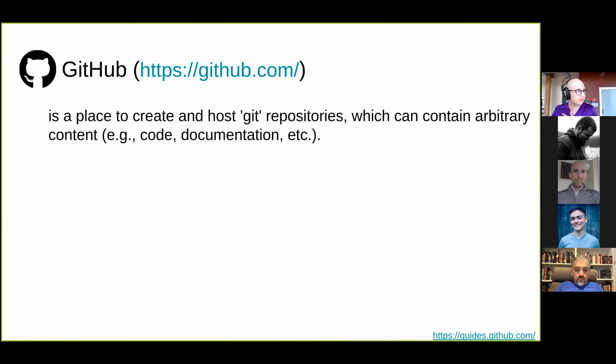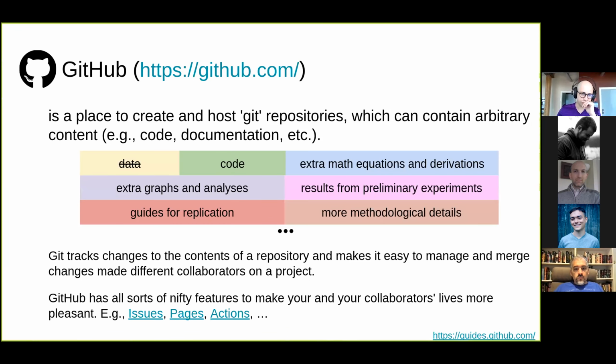So I'm going to go into this guide with the assumption that everyone is familiar with GitHub and Git and how to use Git. But just in case you're not, I'm going to spend this one slide giving an overview of what GitHub is. Basically you can think of it as a place to create and host these things called Git repositories. And these are basically a place that will contain arbitrary content, like your code, your documentation, whatever you want. All these things that are useful for supplemental material, you can throw into a Git repository and host that repository on GitHub for free.